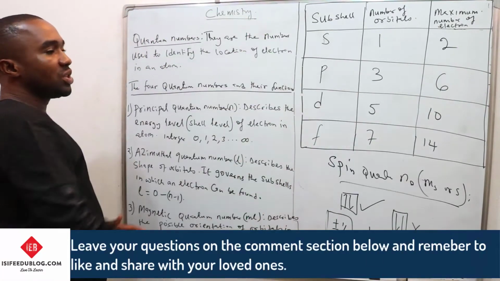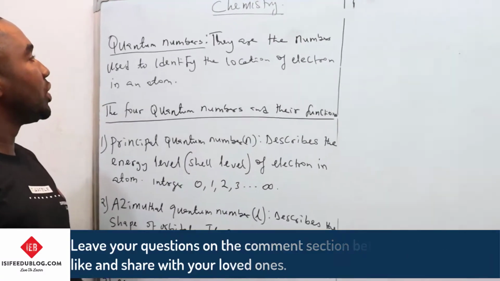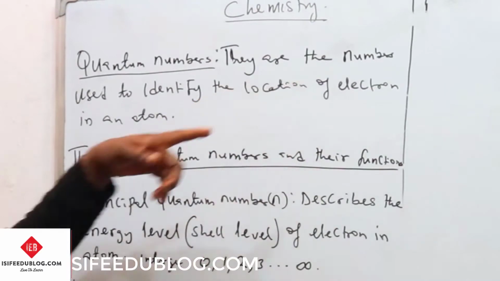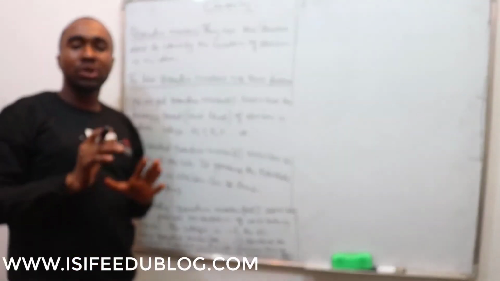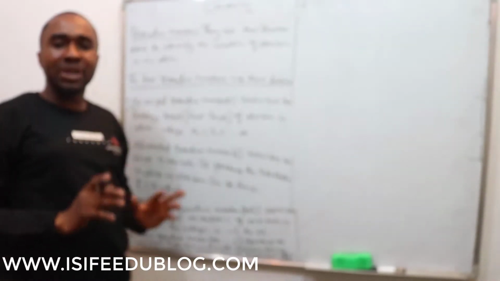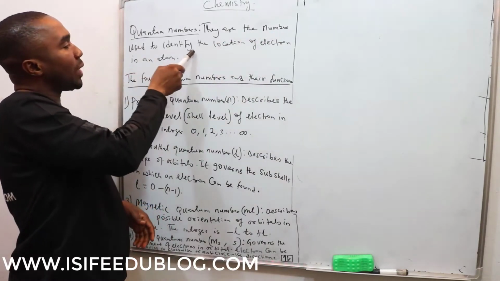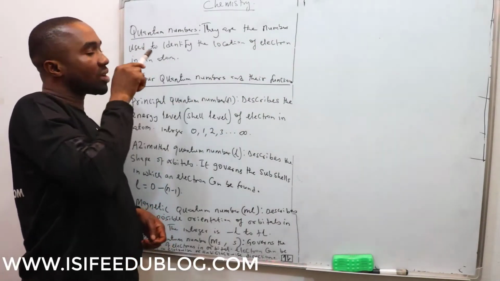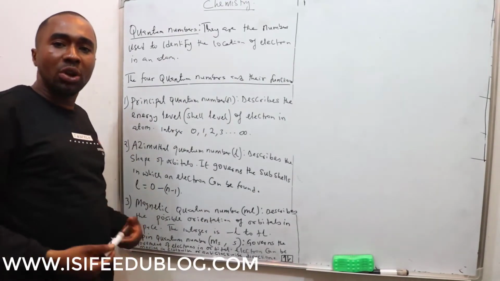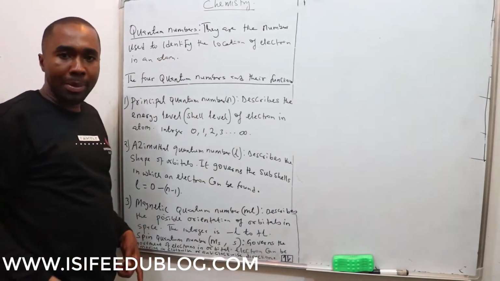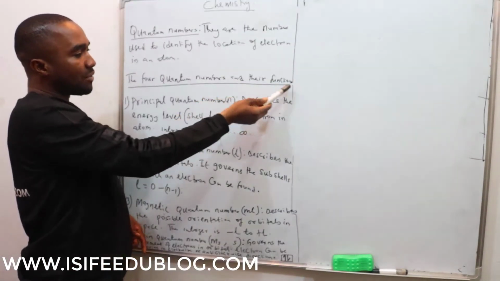So this will give you the summary of everything we have said on the quantum numbers. The quantum numbers are the numbers used to identify the location of an electron in an atom. They are basically the identification numbers of an electron in an atom. If you are looking for the location of an electron in an atom, what will help you to know the location is the quantum numbers. And there are four in number.